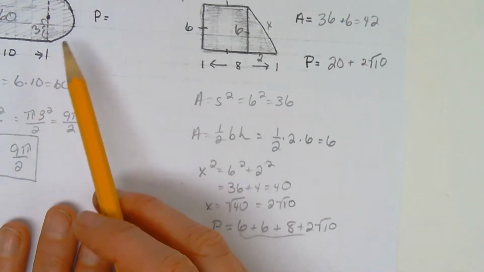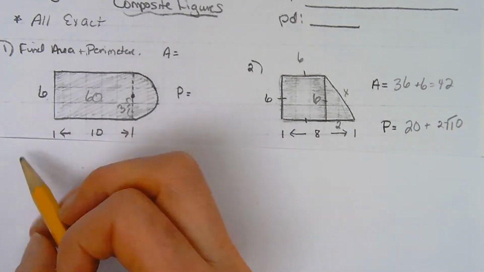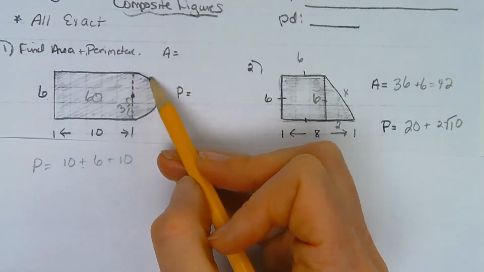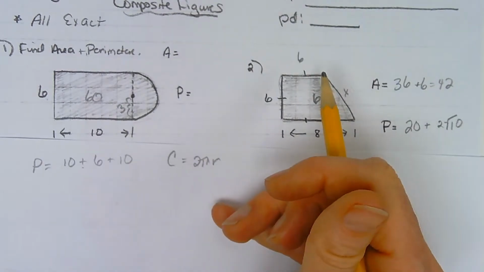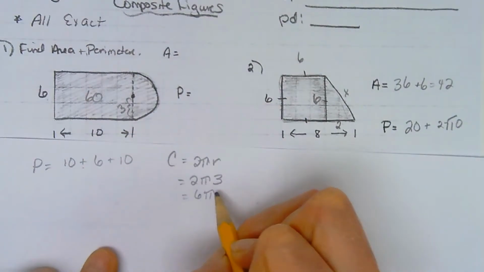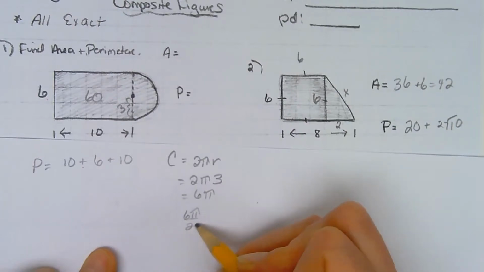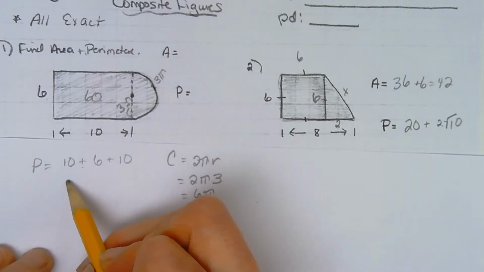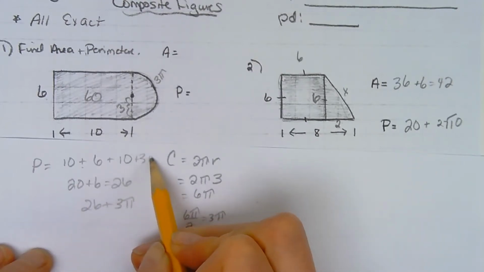Now I'm going to back up. I didn't do the perimeter of the first figure, so I'm going to go back and do that one. So the perimeter is equal to the distance all the way around. So that's 10 plus 6 plus 10. Now this distance around is half of the circumference of a circle. Well, the circumference of a circle is 2 pi r. So we'll substitute in the radius of this circle was 3. So that's 6 pi. But we need to take half of that if we're going to just look at the outside of that. So that half of 6 pi is 3 pi. So 3 pi plus 10 plus 6 plus 10. So that's 20 plus 6, that's 26. 26 plus 3 pi. And that's the perimeter.